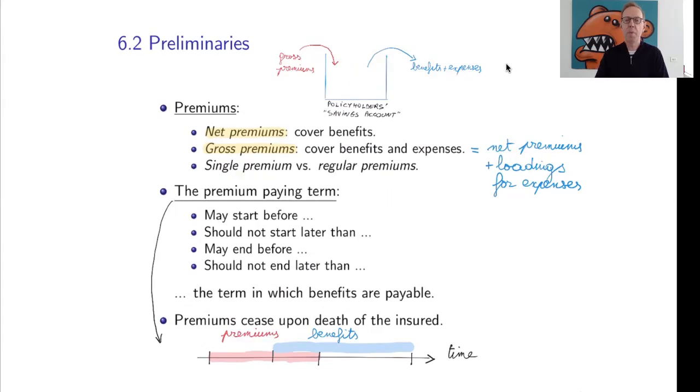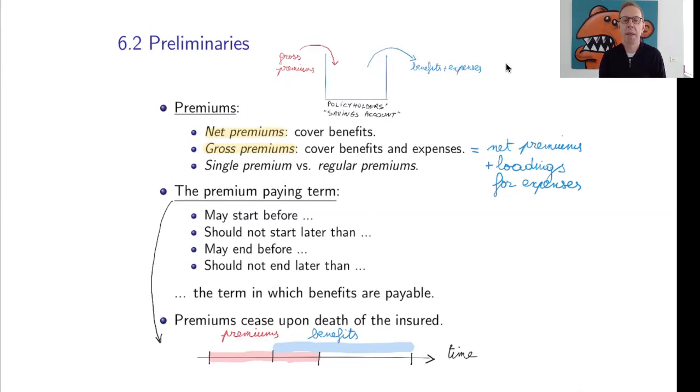Single premiums, we have seen that in the previous chapters. That's the single premium that you pay at policy issue, or the actuarial value, or the net expected present value that you pay. Regular premiums are premiums that you pay, for instance, yearly, as long as the insured is alive. Now, there are some conditions about the premium paying term.